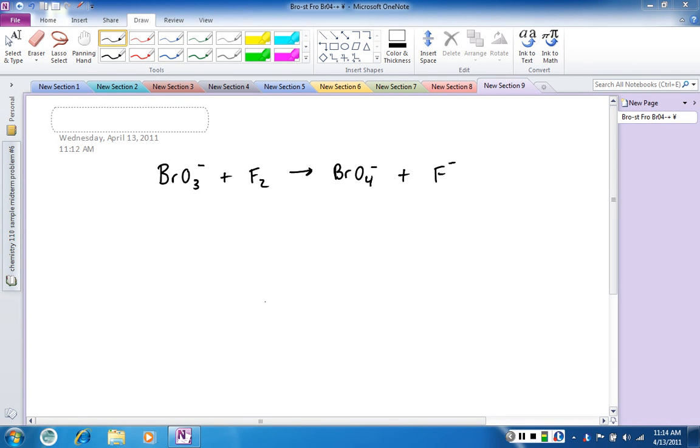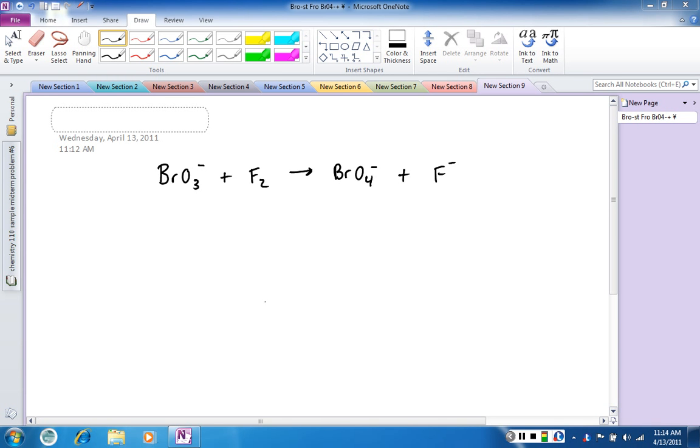This is sample final number 4. This is a redox reaction, and you want to balance it in a basic solution. So your method of solving it's going to be a little bit different for basic as opposed to acidic. The first step, as always, is to balance your non-O's and H's.